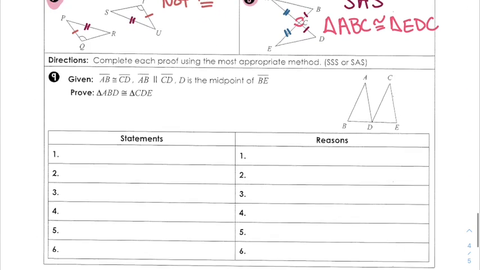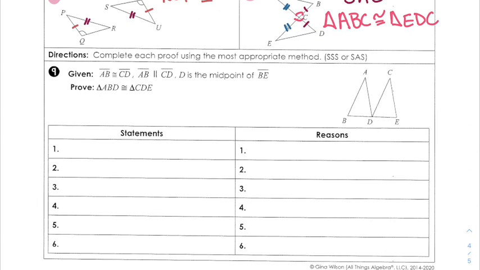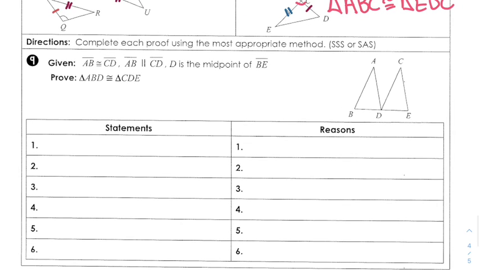So now let's start writing some proofs without knowing whether it's going to be SSS or SAS, okay? Again, your first statement is the first thing that you're given. So line AB is congruent to line CD, and your first reason will always be that it's given. And then we go mark that onto our diagram. So line AB is congruent to line CD.